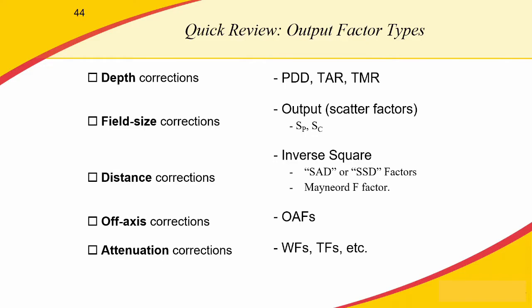A quick overview of what we've talked about and what we've learned. We've talked about depth, field size, and distance correction factors, and the dose ratios that we used to make these corrections. We've also talked about some other types of correction factors we use, such as off-axis factors, or any attenuation factor that we would use to account for external devices we attach to the machine, which may affect the beam during treatment.